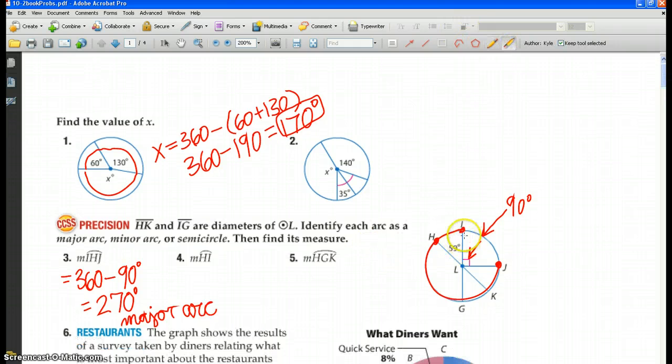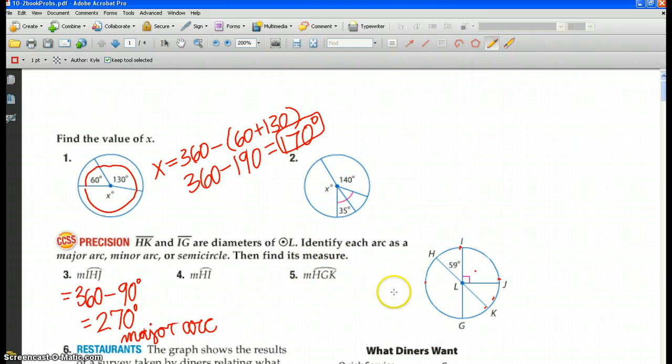All right, number 5. Let me go ahead and erase number 3. And let's see, number 5, HGK. So H going through G, ending up at K. Well, we were told in the directions that HK is a diameter. So an arc with its endpoints on the diameter is a semicircle, and a semicircle is always 180 degrees.